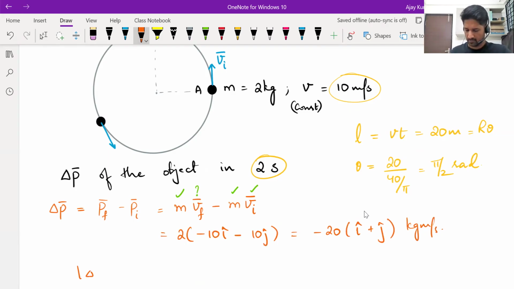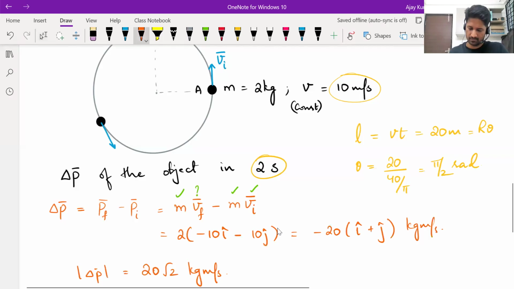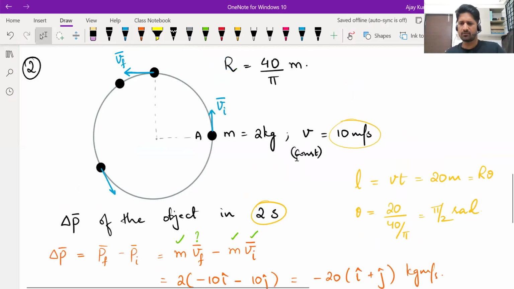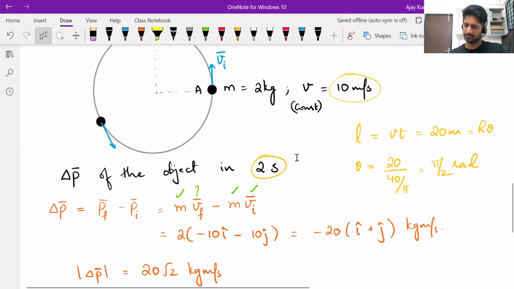You can even express its magnitude if you want. Magnitude of change in momentum will be 20 times the magnitude of i cap plus j cap. Its magnitude is root of 1 square plus 1 square, that is root 2, kg meter per second. That is the change in momentum. Fine. So from now onwards, we'll keep solving multi-conceptual questions like this. Usually in your final entrance exams, they'll be asking multi-conceptual questions. You'll have to think of multiple steps to arrive at the answer.